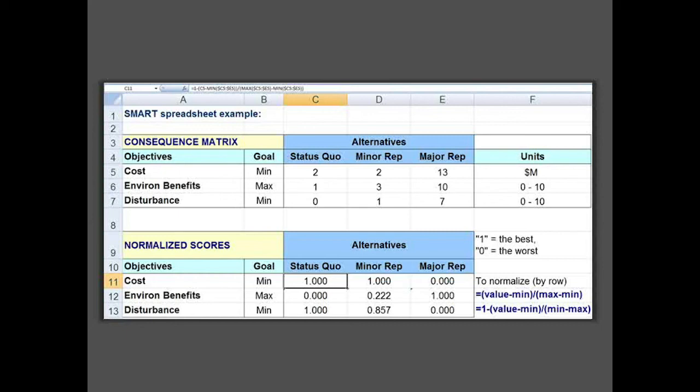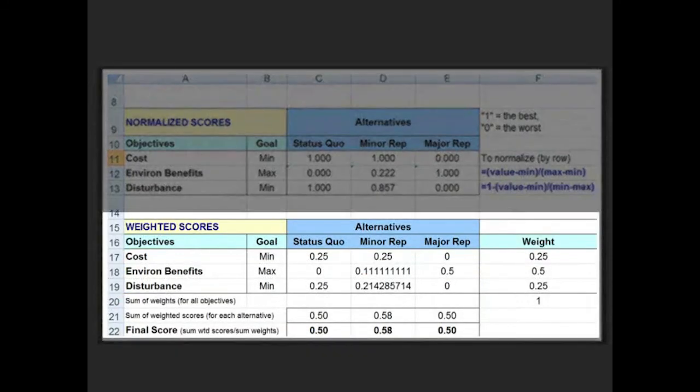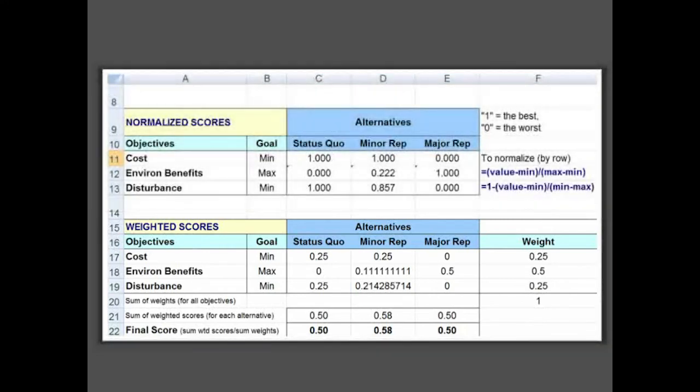So now let's look at the part of the spreadsheet that shows the weighted scores, this part here. Here, what we've done is we've taken each of the cell-specific scores for this normalized version of the consequence table and multiplied those by a weight for each of the objectives. Well, where did we get the weights for our different objectives? Here, what we've said is that environmental benefits are twice as important to us as cost and disturbance are. We've given that a weight of 0.5, and we've given cost and disturbance a weight of 0.25. So in other words, environmental benefits are twice as important to us. We're going to talk in a minute about how to get those weights. But for now, let's just put some different weights in and see what the impact is.